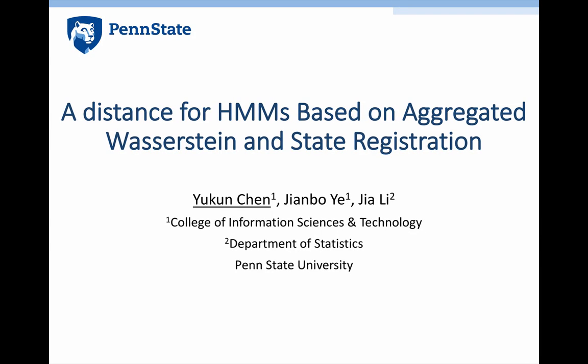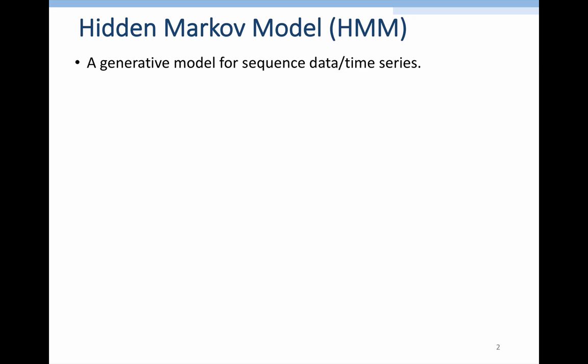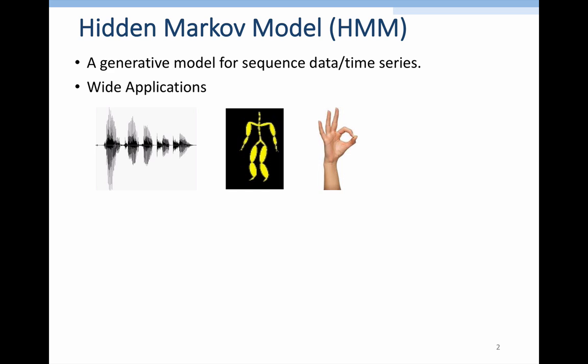This is my joint work with Jianbo and Jia, titled A Distance for HMMs based on Aggregated Wasserstein and State Registration. A hidden Markov model is a generative stochastic model for sequence data, and it has wide applications, for example, in speech recognition, human motion classification, and gesture recognition.